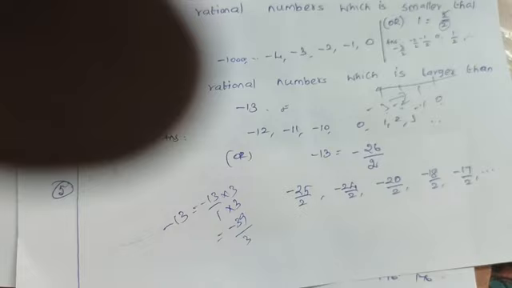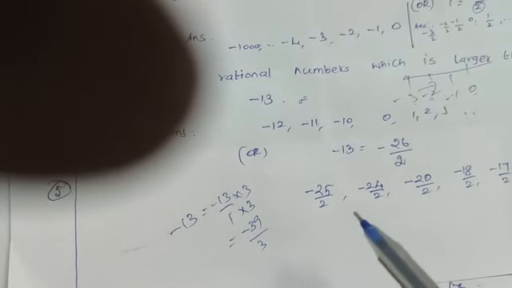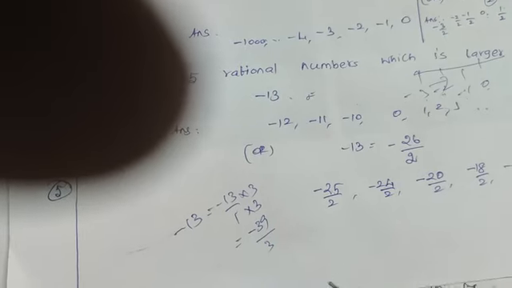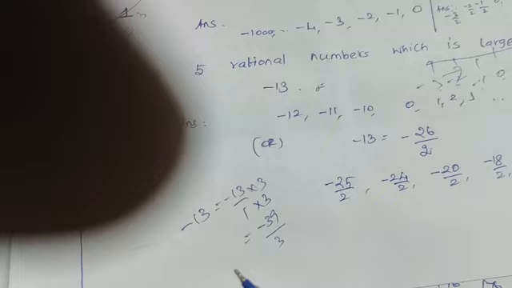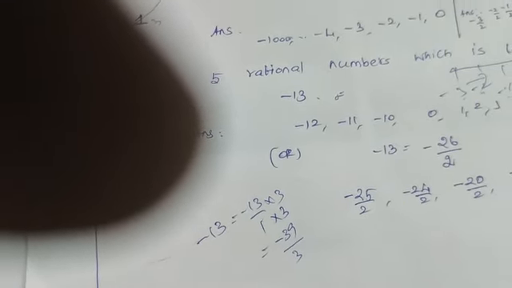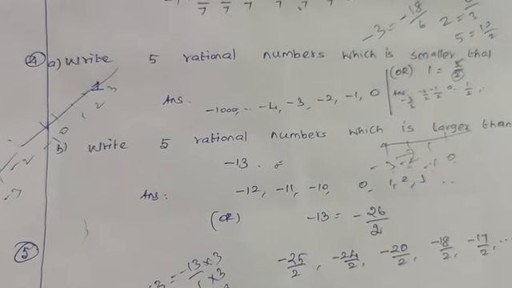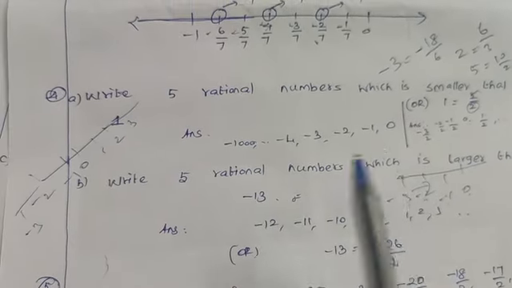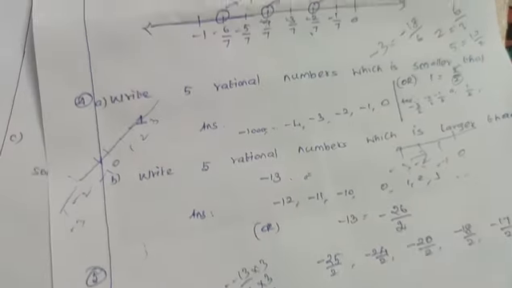You can write. So greater means -38 by 3, -37 by 3, -36 by 3, -35 by 3, 0, 1 by 3, 2 by 3, 4 by 3 and so on. Smaller than this means -40 by 3, -41 by 3, -42 by 3 and so on. Like that you can write. For positive numbers, no problem. Negative numbers, you need to give your answer carefully.